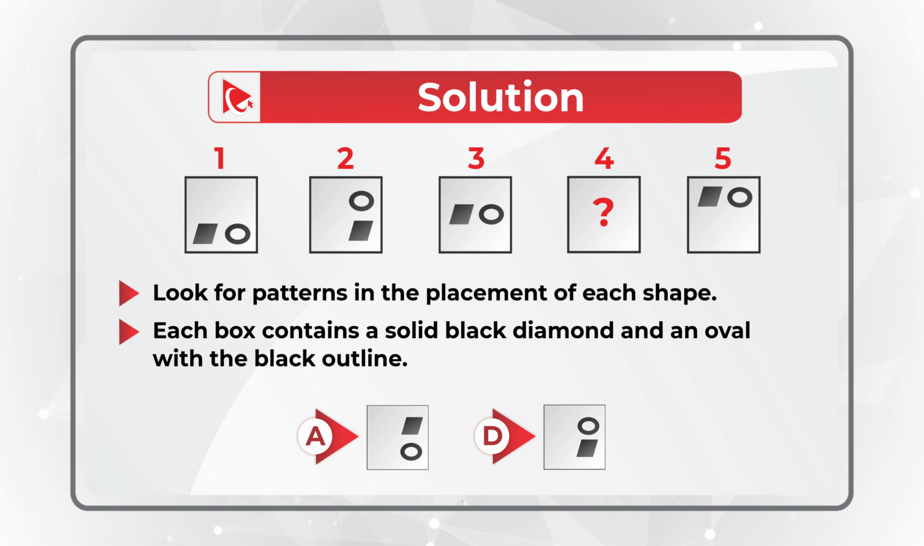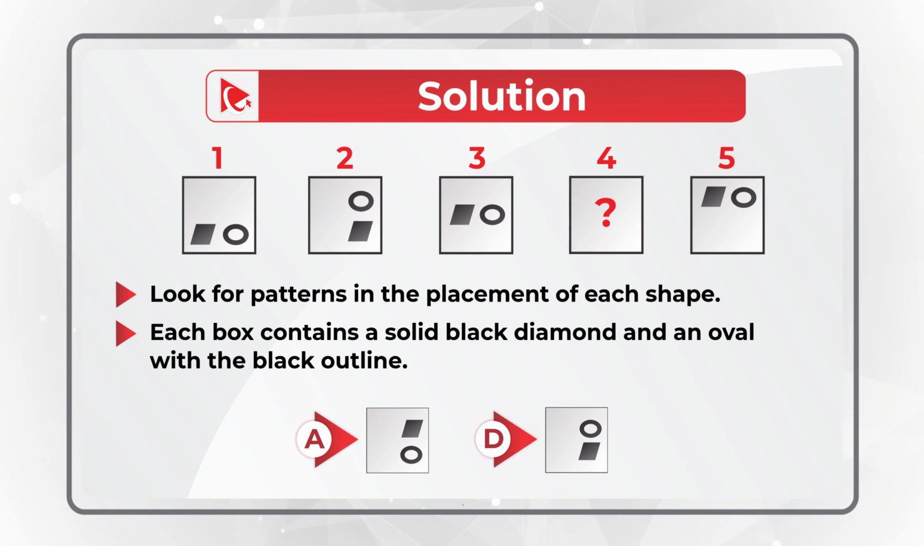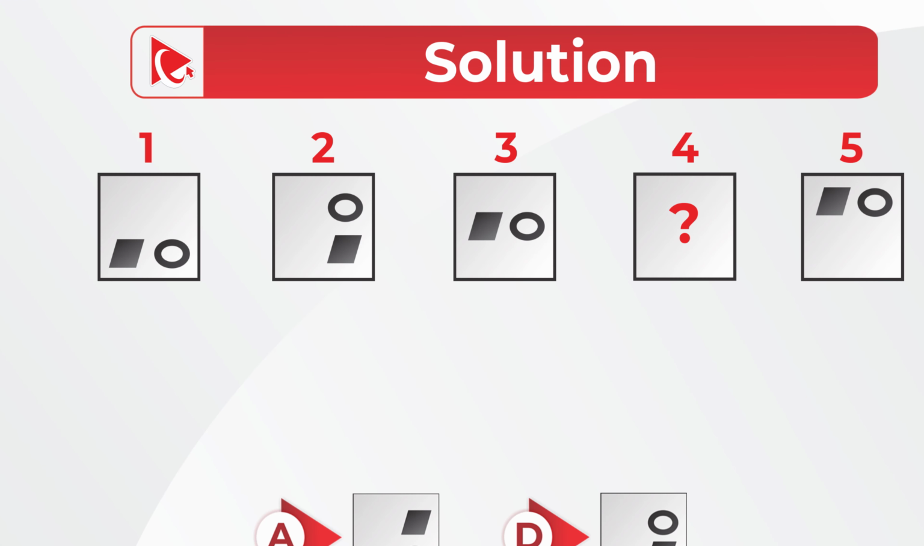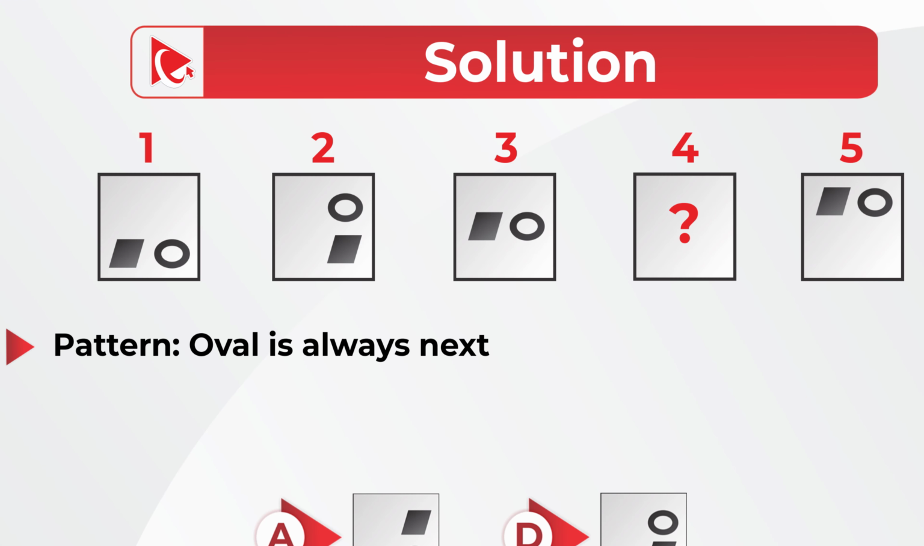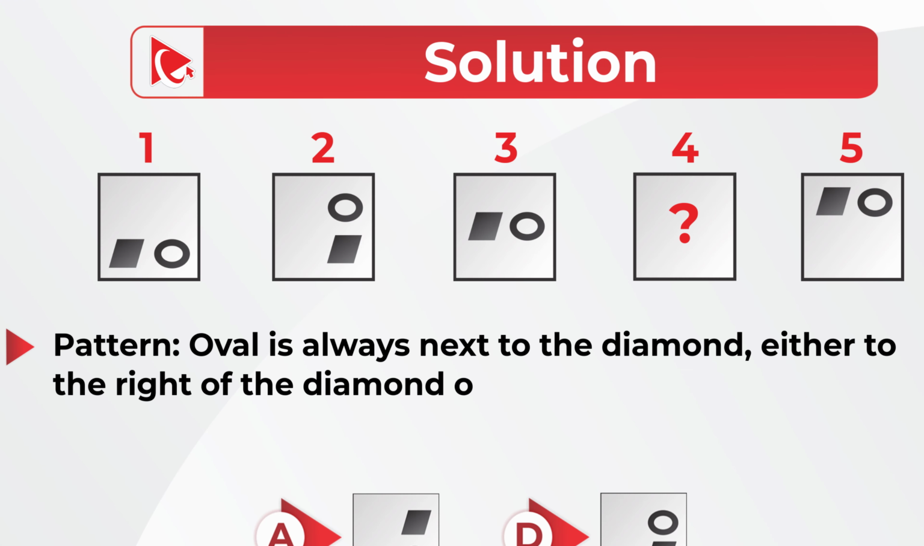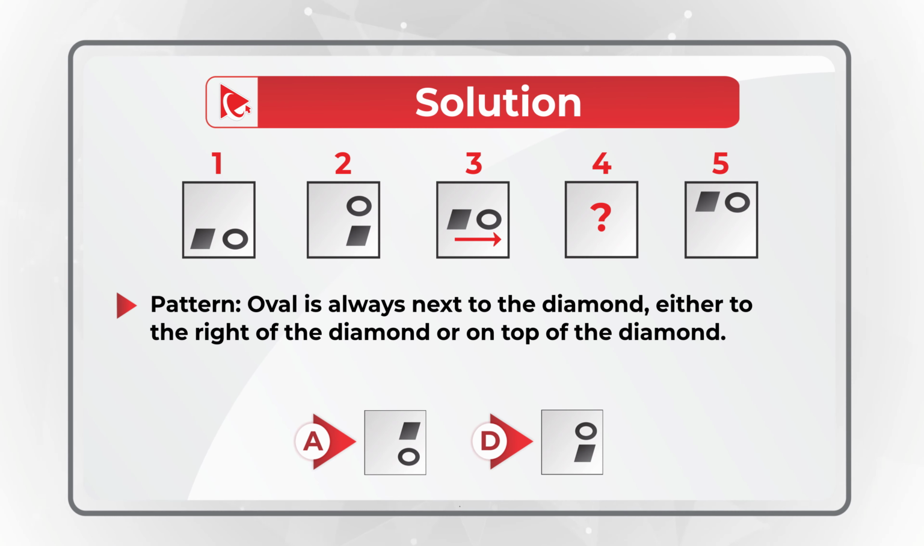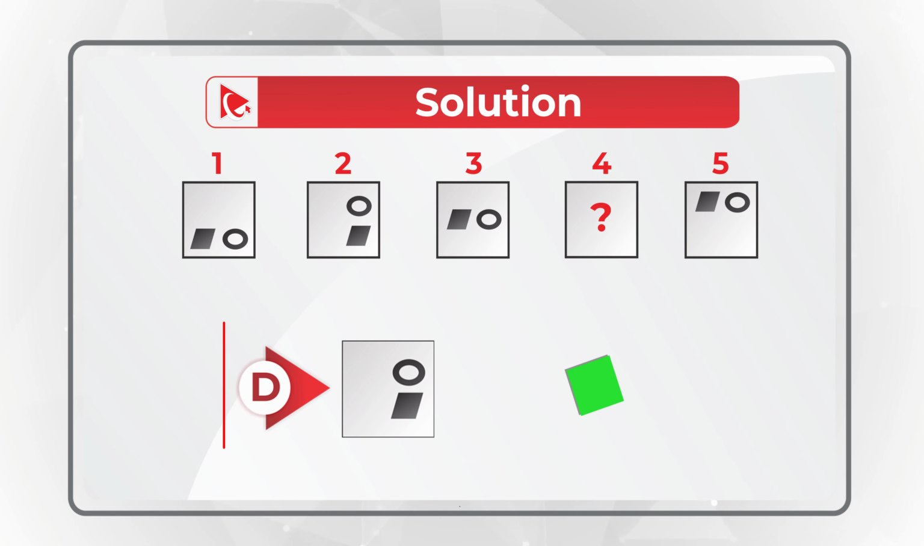To solve this puzzle and get to the correct solution, we need to detect the second pattern. And second pattern is that oval is always next to the diamond, either to the right of the diamond or on top of the diamond. Based on this information, the correct choice here is choice D.